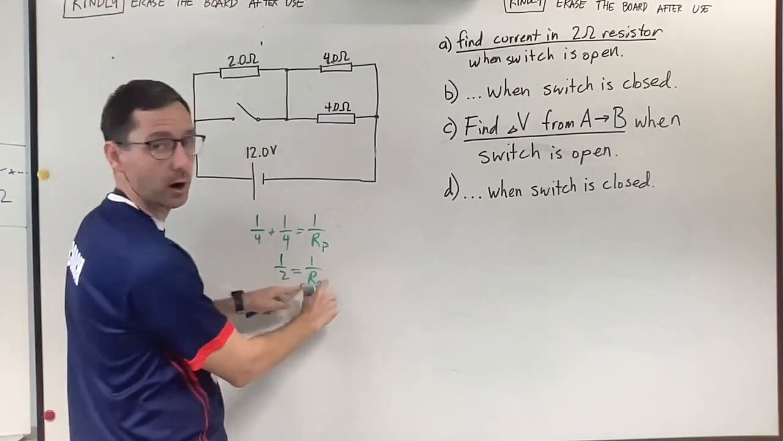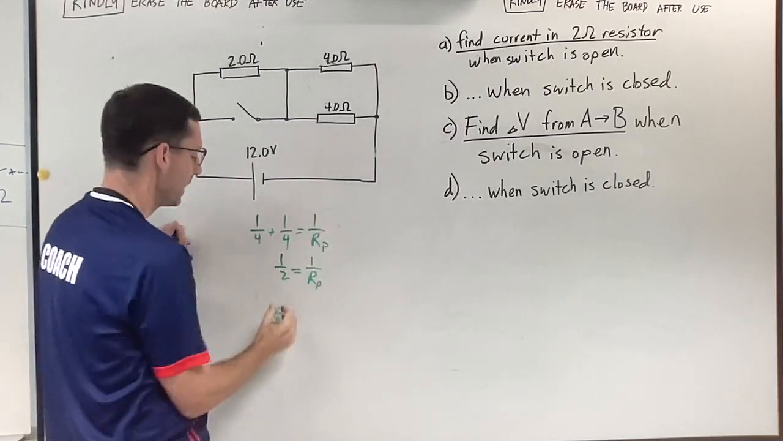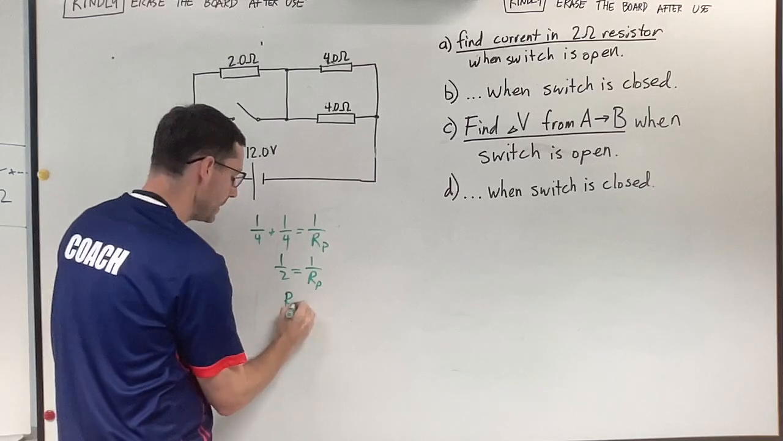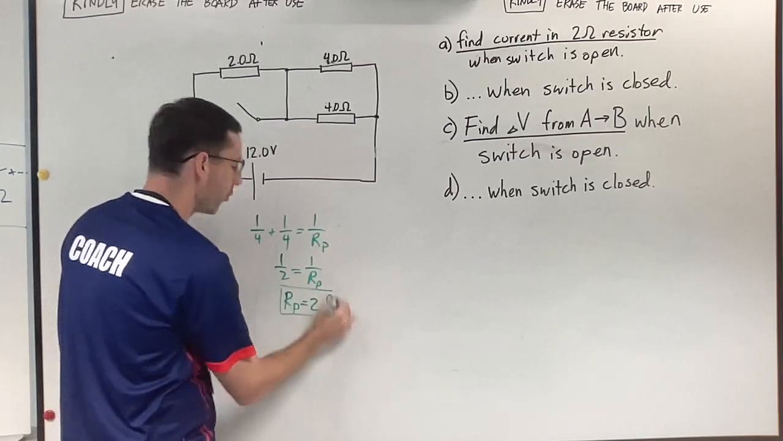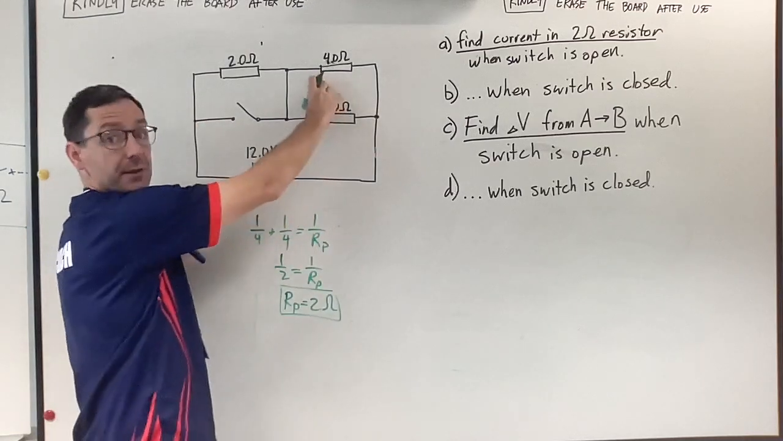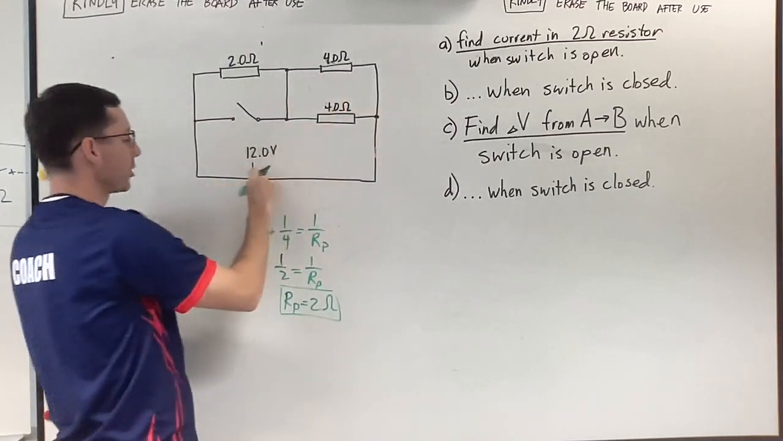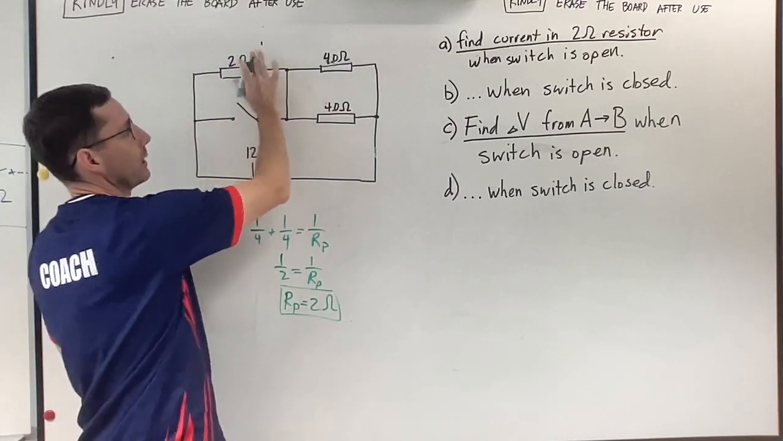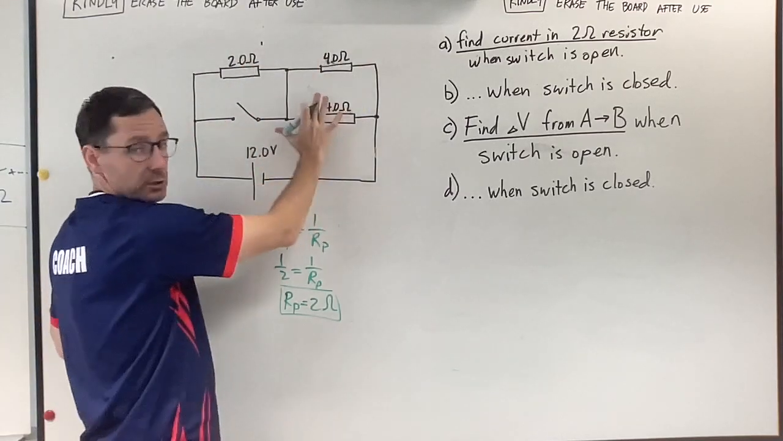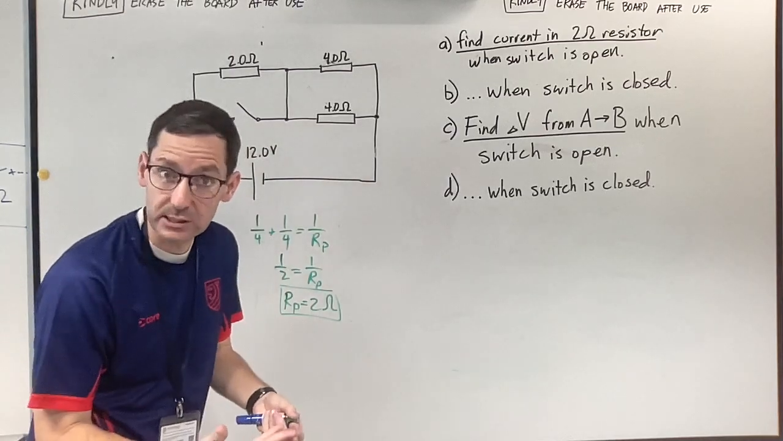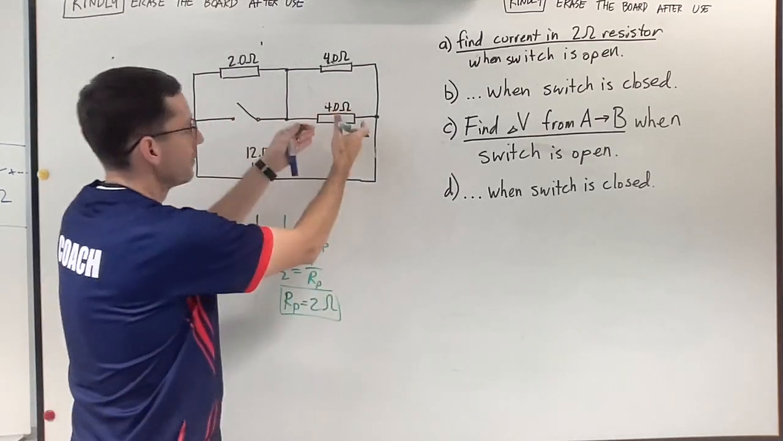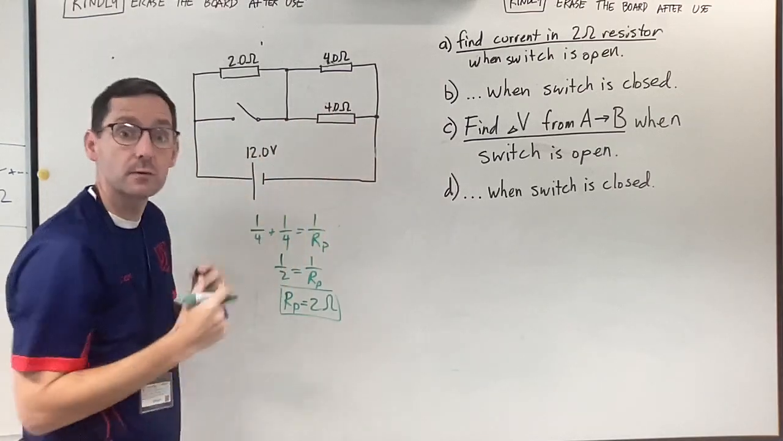Remember that this is 1 over RP, and so we're going to flip it. And so we end up getting that RP equals 2. All right? So therefore, these are the same as if there was a 2 ohm resistor. And so the current would go through this 2 ohm resistor, it would go through that 2 ohm resistor, and then it would come back to the battery. So we put those 2 ohm resistors together. 2 plus 2 equals 4.